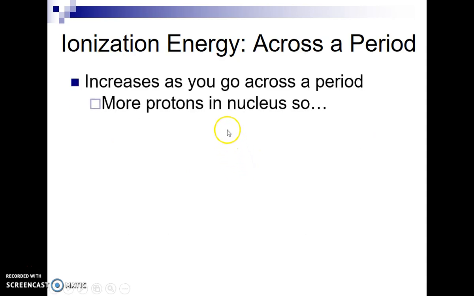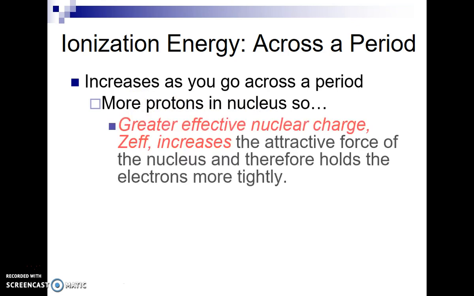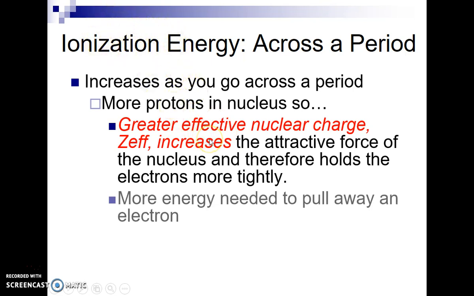And again, the reason is, as you go across a period, there are more protons. So, as we've said a million times at this point, there is greater effective nuclear charge. And because there's greater effective nuclear charge as you go across, there's a greater attractive force between the nucleus and the electrons, and it's harder to take them away. Again, because it's ionization energy, the energy needed to remove an electron. So more energy is needed to pull away the electron. Again, across a period it's all about greater effective nuclear charge because the protons are increasing.